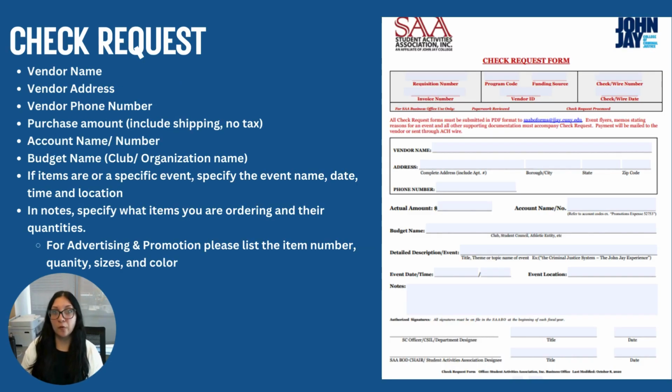I will now be going over the check request. So the check request is for your selected vendor that you chose in your oral bid. So you'll put your vendor name, the address, phone number, the amount, the account name and number, your budget name, which is your club and organization name. If this is for a specific event, please state the event, date, time, location. If this is for advertised promotion, please list the item number, the quantity, sizes, and color.